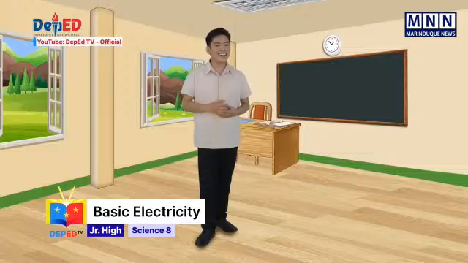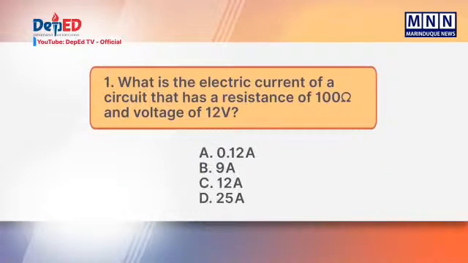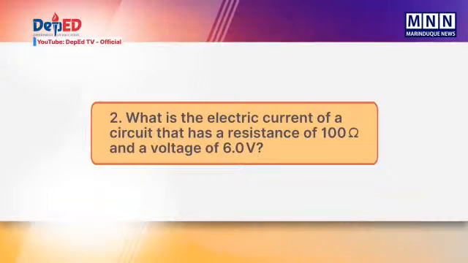So, let's begin! What is the electric current of a circuit that has a resistance of 100 ohms and voltage of 12 volts? A. 0.12 amperes. B. 9 amperes. C. 12 amperes. Or D. 25 amperes. The correct answer is A. 0.12 amperes.